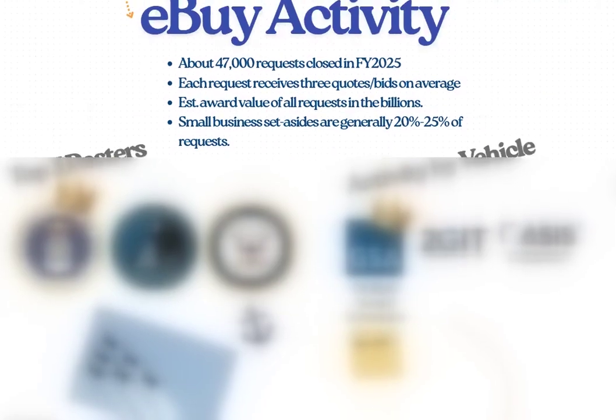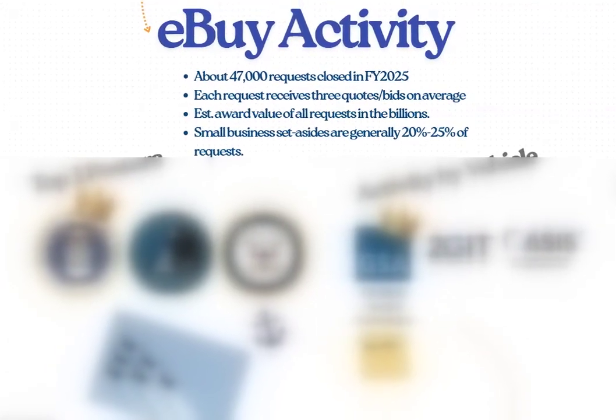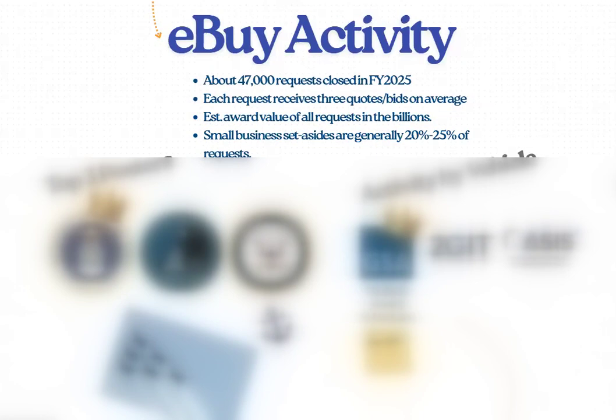And it shows in the activity. eBuy had about 47,000 requests closed during fiscal year 2025. On average, each request receives 3 quotes or bids. Now, it's a little bit dependent on what the general traffic is in any category. Some of the more popular categories, which have thousands of contract holders, more quotes will come in. Some of the smaller ones might get a little bit less. But in general, the rules on competition are met here because eBuy does provide the 3 quotes on average.